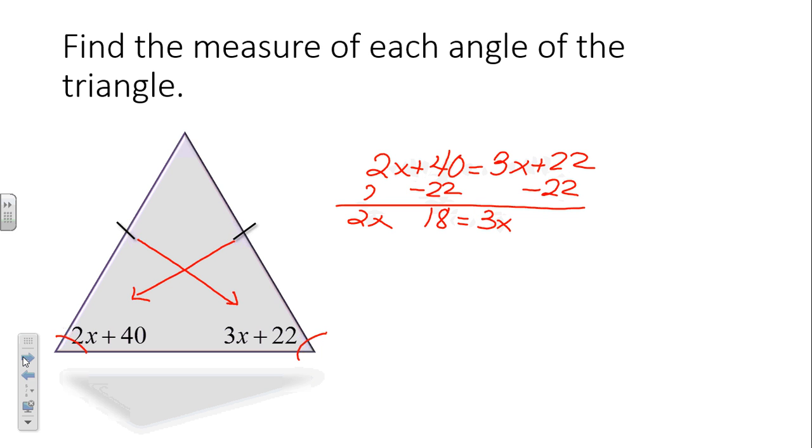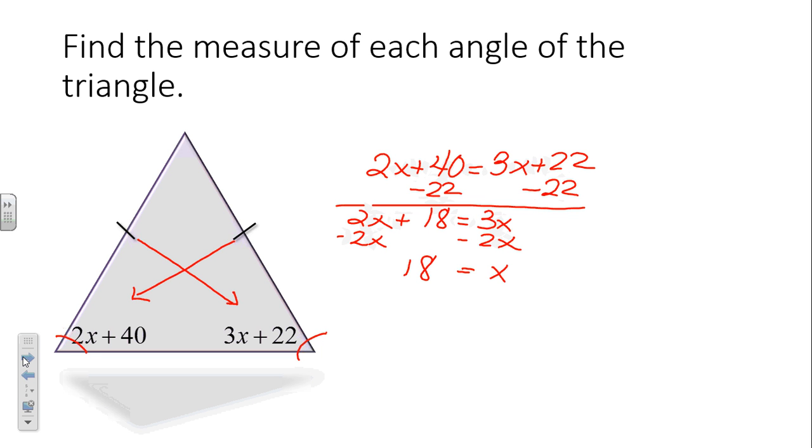We could have done the 2x plus 20, 3x plus 22 on the left side and equal to the other, as long as they're equal. Okay? Now we're going to subtract 2x. So x becomes 18. And we're done. Oh, nope, we're not done. We can't stop short. What does it ask us to do?